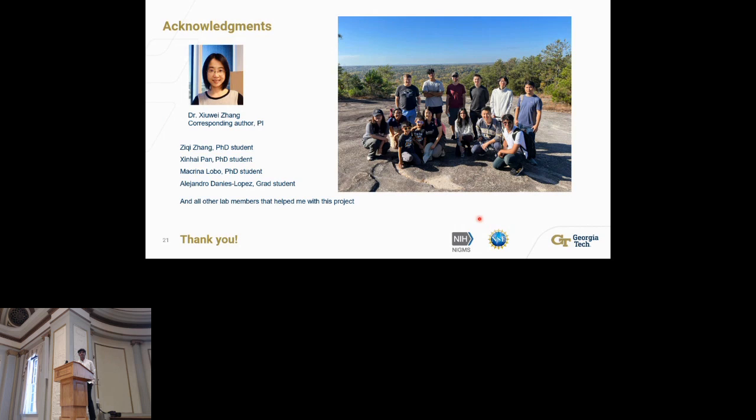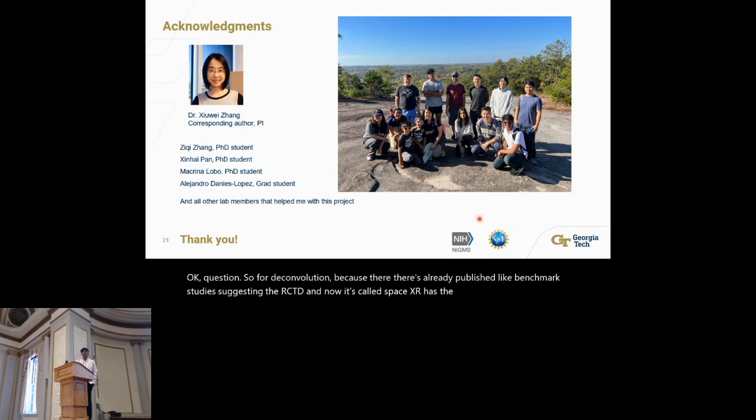Quick question. So for deconvolution, because there's already published benchmark study suggesting the RCTD, and now it's called SpaceXR, has the highest performance. But in your analysis, did you include RCTD for the benchmarking? We considered card and tangram because they were the best ones that were given by the deconvolution benchmark. So a further analysis would include RCTD. We haven't considered that yet.